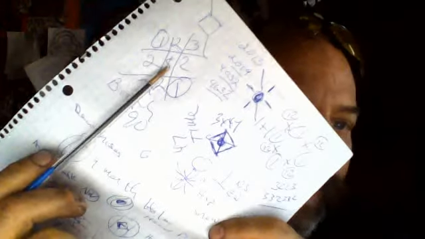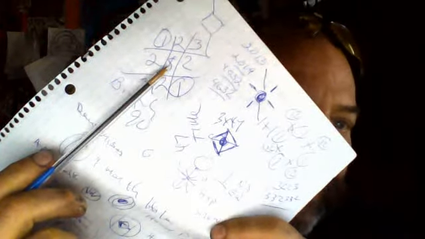8 by 5 is 40. 8 and 5 is 13. 13 and 40 is 53. 5 times 3, 5 plus 3 is the 8 and the 15 ball and pull.